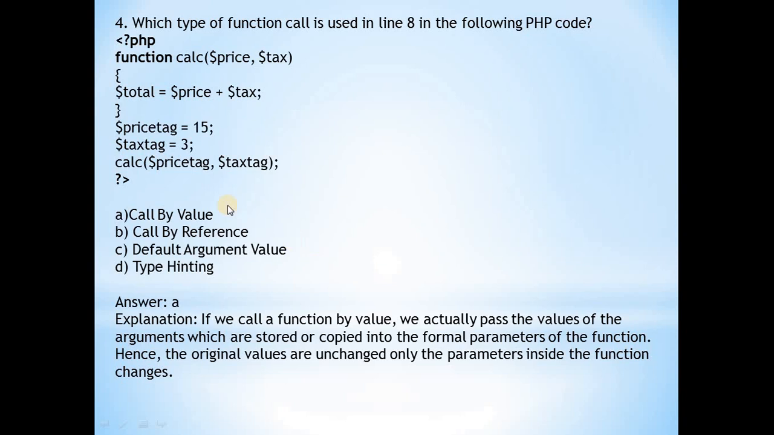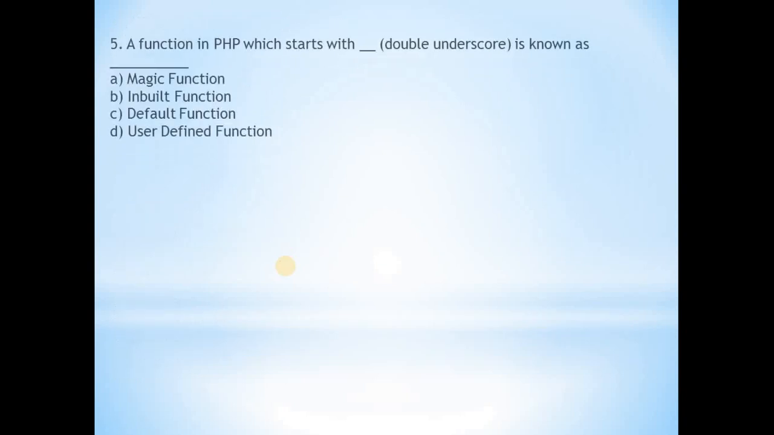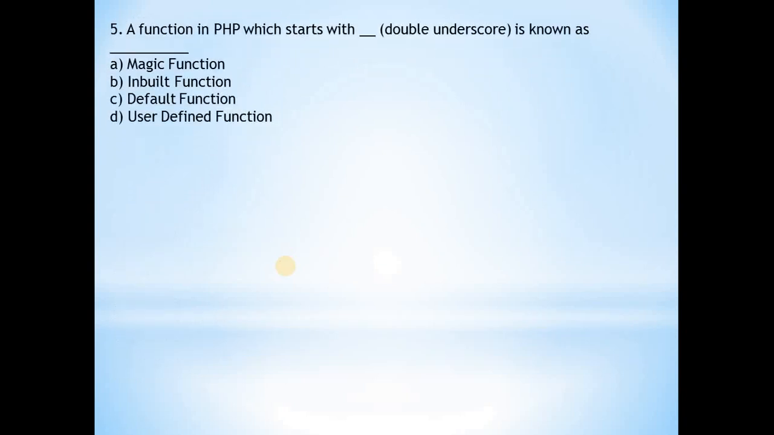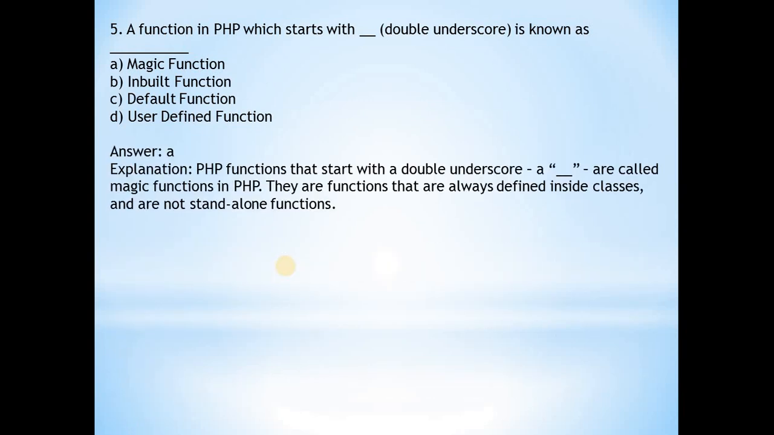Next one is a function in PHP which starts with double underscore is known as, answer is A, magic function. Magic functions in PHP start with double underscore.